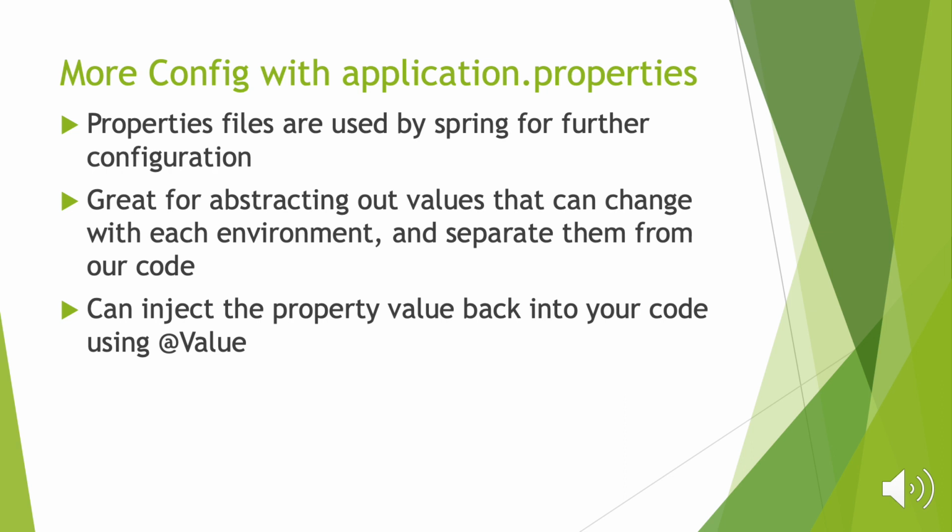I don't want to be hard coding these values, and every time I want to run my application in a new environment, having to go back and manually update these values. An application.properties file is exactly for such occasions. It's a great way to abstract out values that can change with each environment and separate them from your code. Spring can then look at this application.properties files and inject the values you have set there back into your code using the @value annotation. In the next video, I'll be building a simple Spring application to show you some of these concepts in action and dive deeper into their implementation.